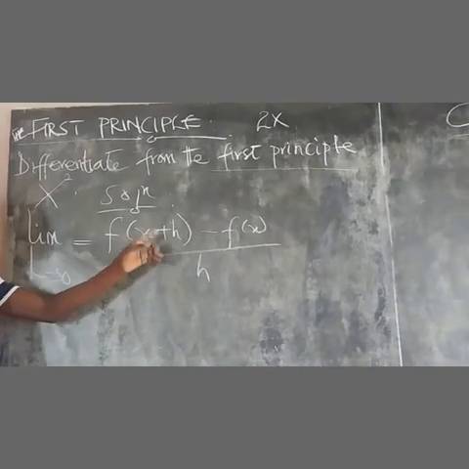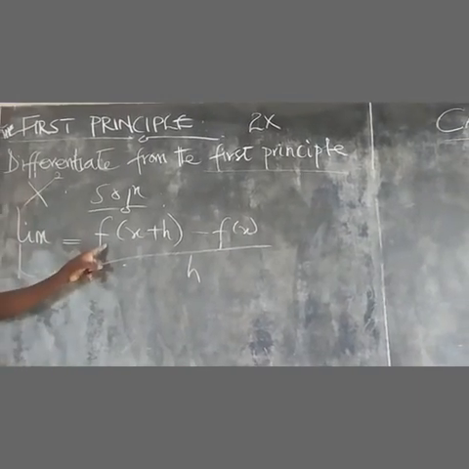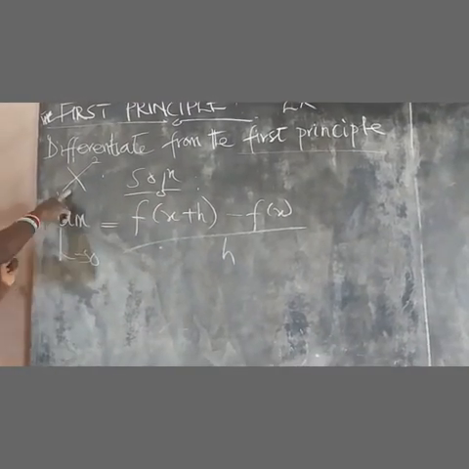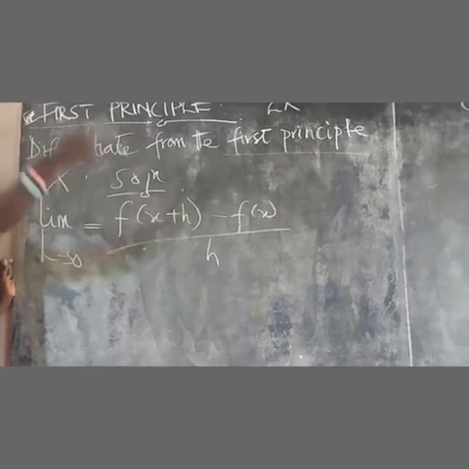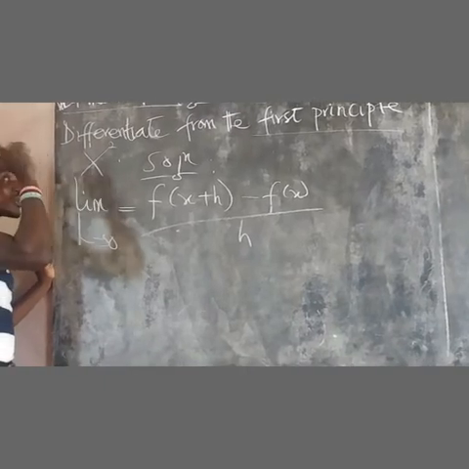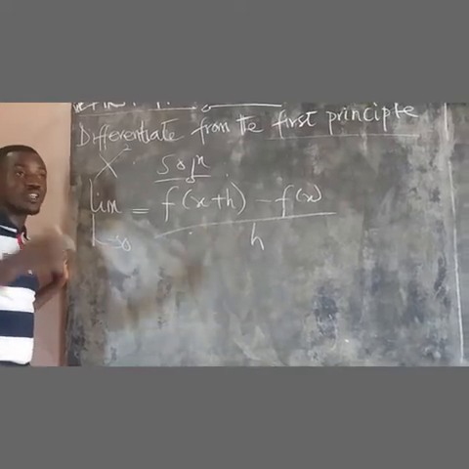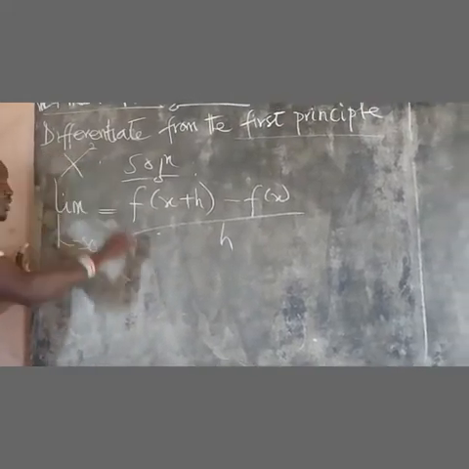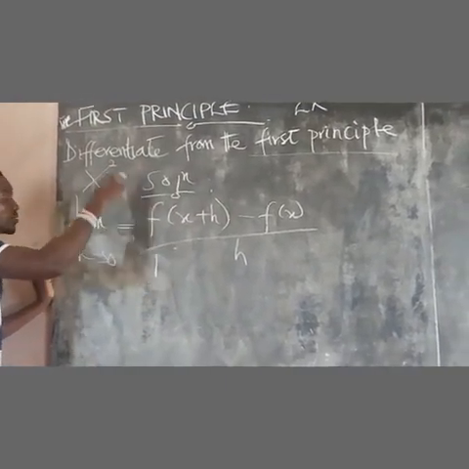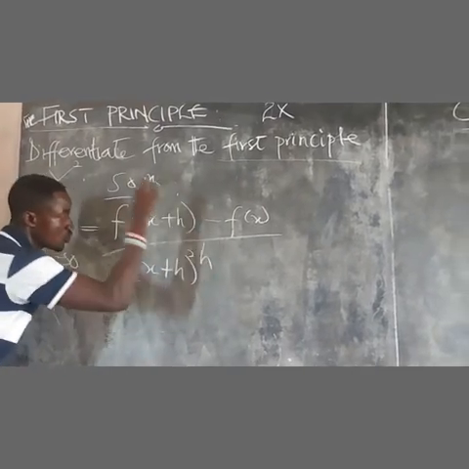So f of x plus h. Don't forget, the coefficient of x squared is 1. So we are rewriting this term. We are rewriting what? x. So f of x squared. The coefficient of x squared is 1, and 1 is a neutral number. You can choose to write it, you can choose not to write it. So let's write 1, then f of x. So x squared, we get x plus h squared.